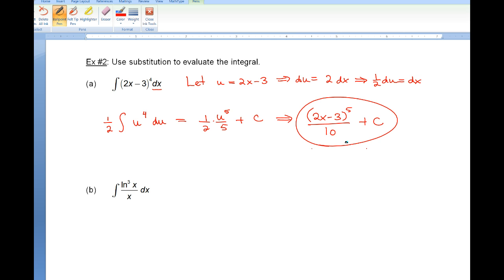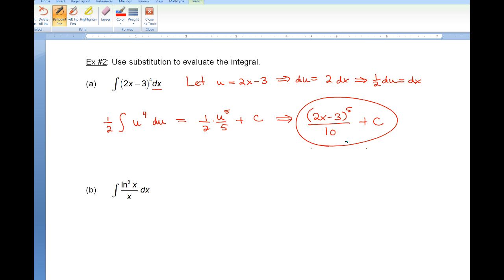Now, if you wanted to check your answer, what would you do? Do the derivative. You would just do the derivative of this. Don't forget to apply the chain rule. Remember, the whole point of this is that it's reverse chain rule. So the 5 moves to the front, this comes down to the 4th, and you'd multiply by 2 at the end, and you would see that you get back what you started with.